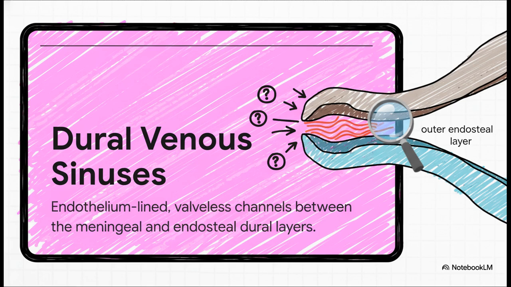Anatomically, most of these sinuses are perfectly sandwiched right between two specific layers of the cranial dura mater, the outer endosteal layer and the inner meningeal layer.